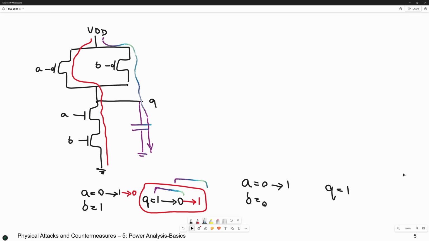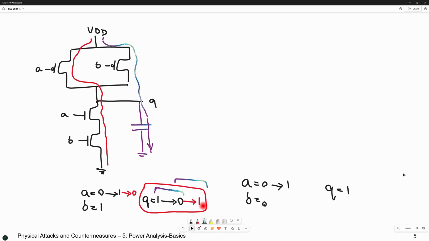And this is called charging power consumption. What is important, if we look at the amount of current which passes from VDD to the ground when the output changes from 0 to 1 and from 1 to 0, in both cases we have short circuit current. It doesn't matter whether the output changes from 1 to 0 or 0 to 1.